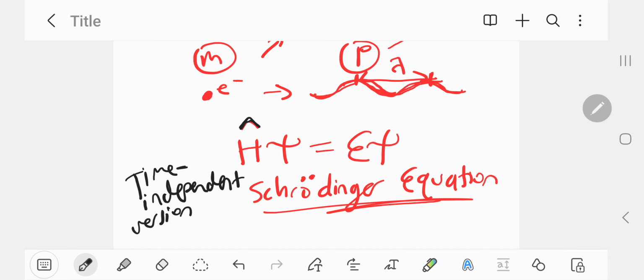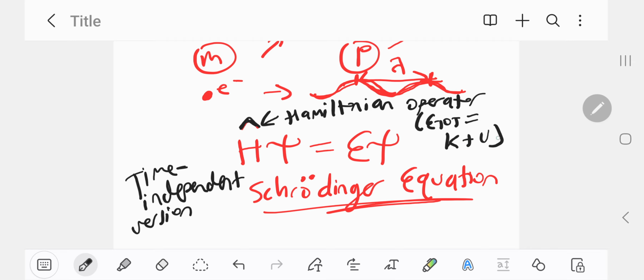H with a hat on top is called the Hamiltonian operator, named after Hamilton, a mathematician. The Hamiltonian operator contains the total energy of the system, let's say the atom in this case. It's the sum of the kinetic energy and the potential energy. Capital Psi, this Greek symbol here, is known as the wave function, and this describes what's known as the probability amplitude of the particle, the electron, let's say. And E is the energy of the particle, the electron.